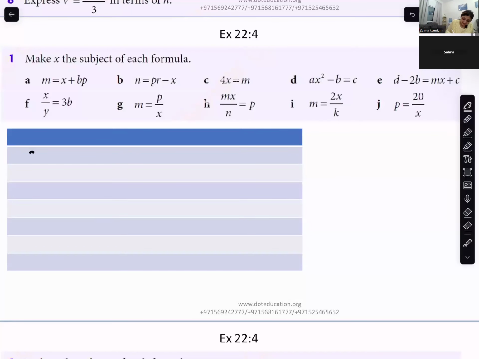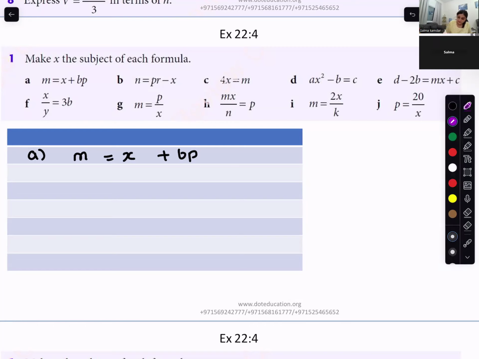Make x the subject. I'll take the first sum. I hope you have tried and then you have come to me. Now, since you have to make x the subject, I need x on one side. So I will remove BP from here. So I will minus the BP. So it will become m minus BP is equal to x. X has to be the subject, so x will be to the left.